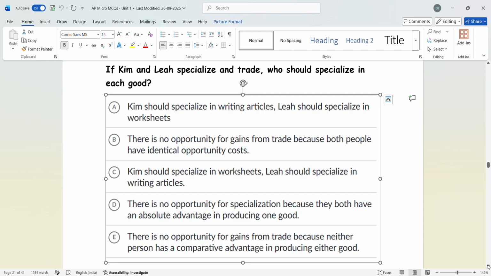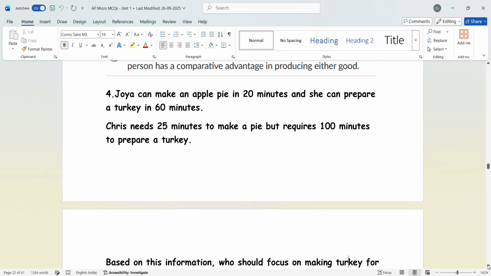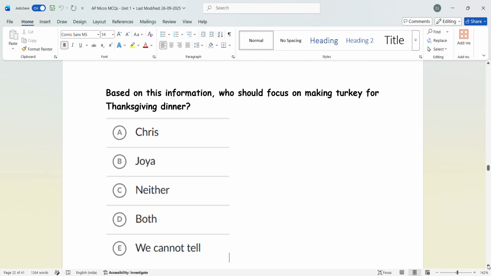These are your options. That's the fourth one. Joya can make an apple pie in 20 minutes and she can prepare a turkey in 60 minutes. Chris needs 25 minutes to make a pie but requires 100 minutes to prepare a turkey. Based on this information, who should focus on making turkey for Thanksgiving dinner?